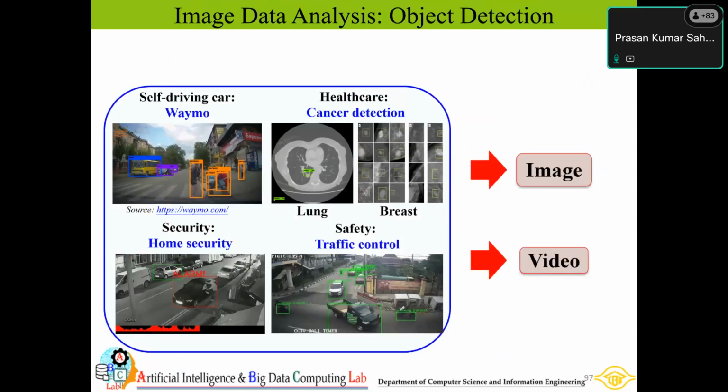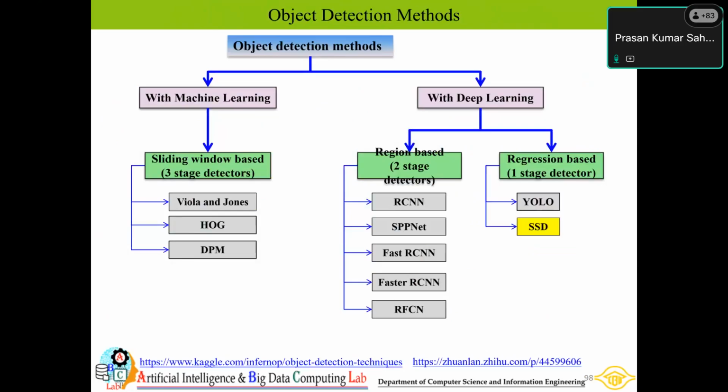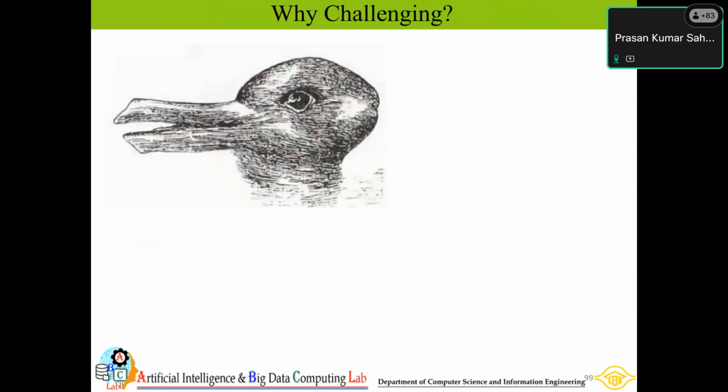So different object detection mechanisms are also there. I have mentioned here, it could be 3-stage detector, could be 2-stage detector, or could be 1-stage detector. So why are all these things challenging in data analysis, why it is very challenging, I will show you here.